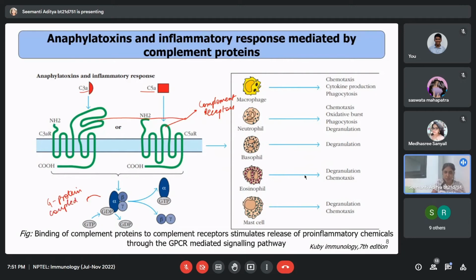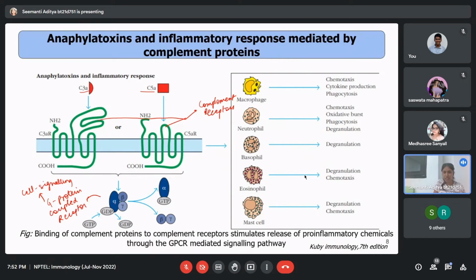So G protein coupled receptor is a very important family of receptor proteins that are associated with several cell signaling pathways. G protein coupled receptors help in activation of cAMP, protein kinase A, and several transcription factors. So these complement proteins will bind to the complement receptors and activate this GPCR protein.